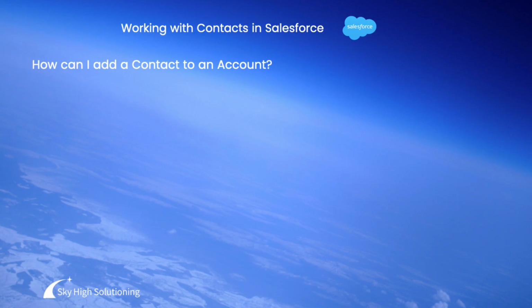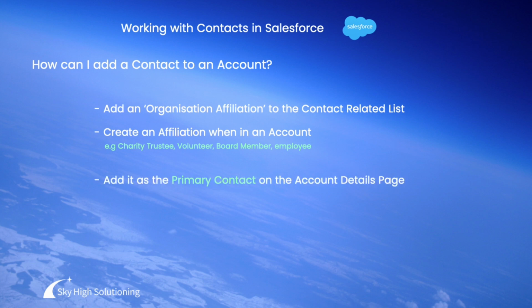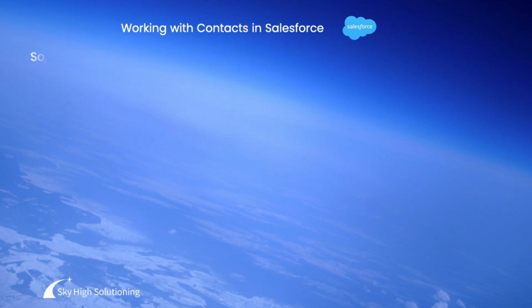Now, how can I add a contact to an account? So add an organization affiliation to the contact related list, or you can create an affiliation when in an account. For example, you could be affiliated as a charity trustee, a volunteer, a board member, or an employee. And you can add a contact as the primary contact on the account details page.